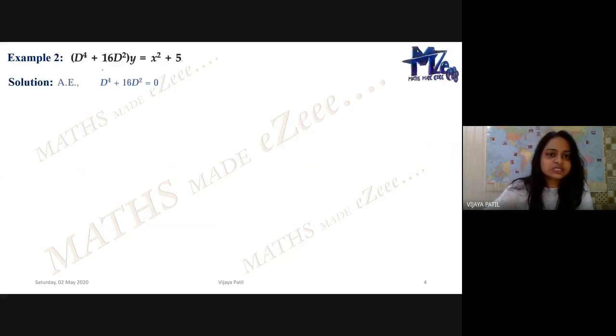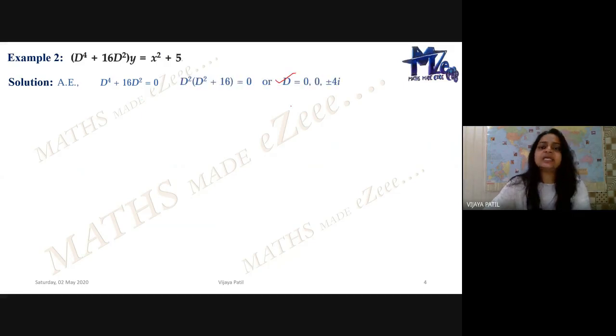So the auxiliary equation is D to the power 4 plus 16 D squared equals 0. Then D squared times (D squared plus 16) gives D equals 0, 0, plus or minus 4i. What does this 0, 0 mean? How many roots have we got here? We have got 4 roots, because it's given to you as D to the power 4. So 4 constants in the CF will exist.